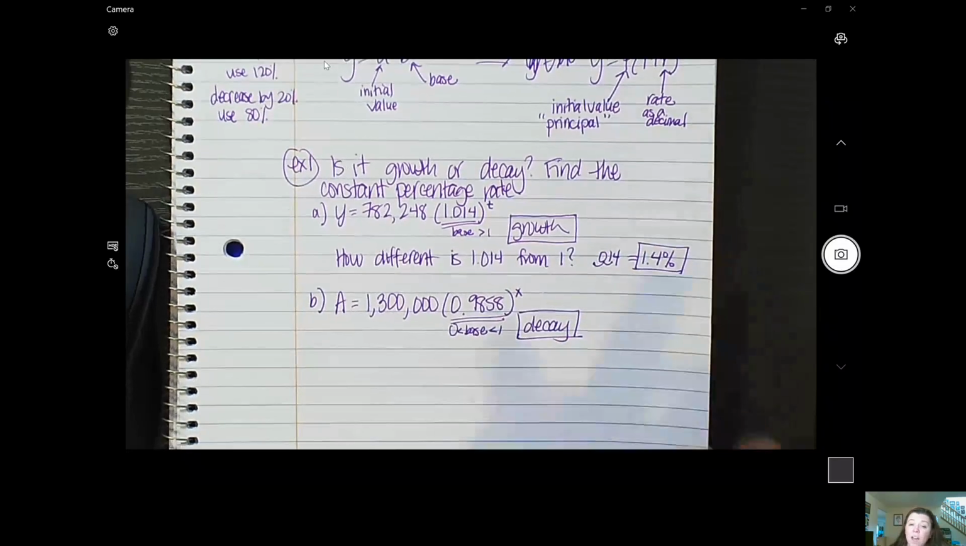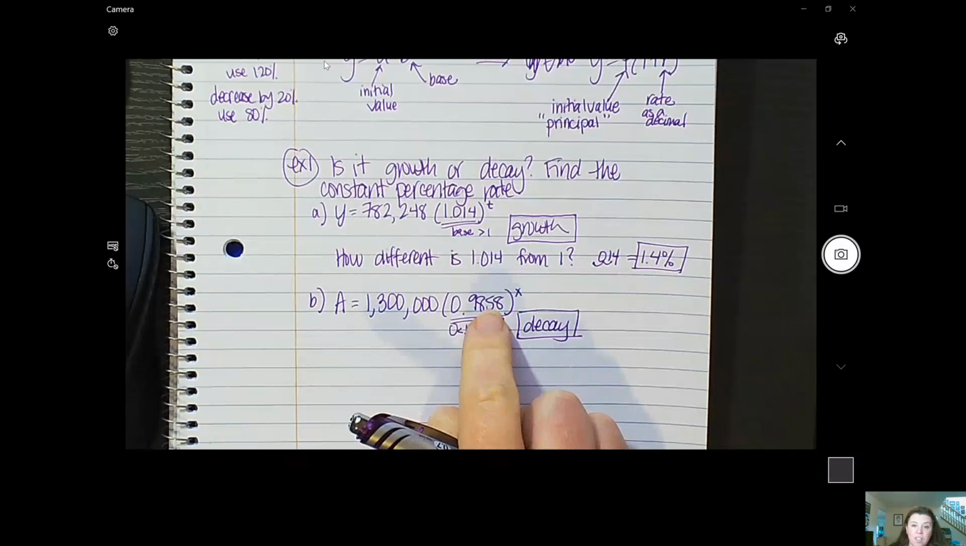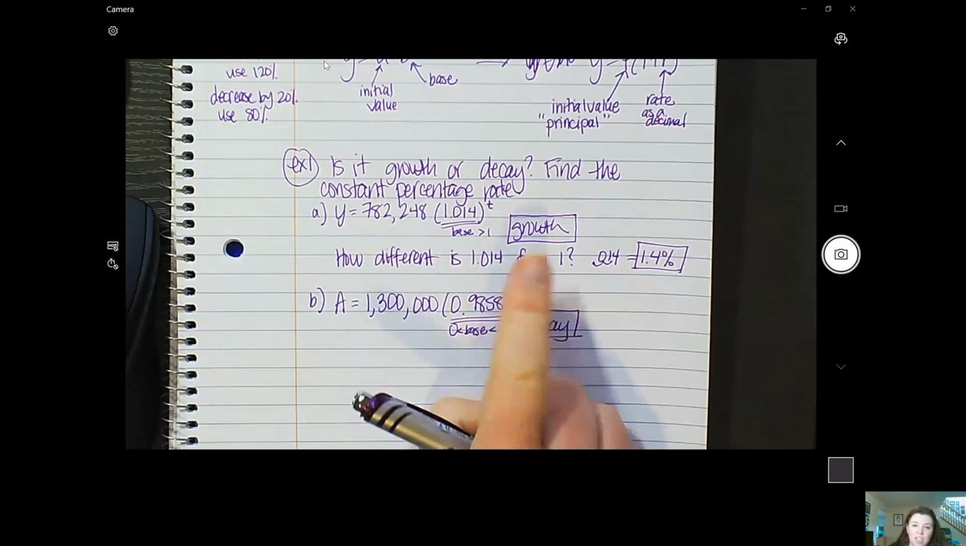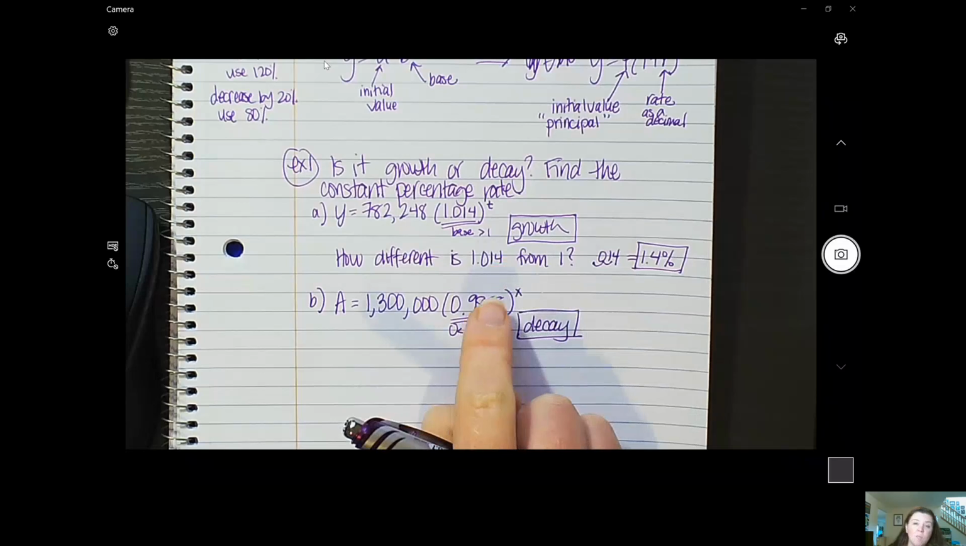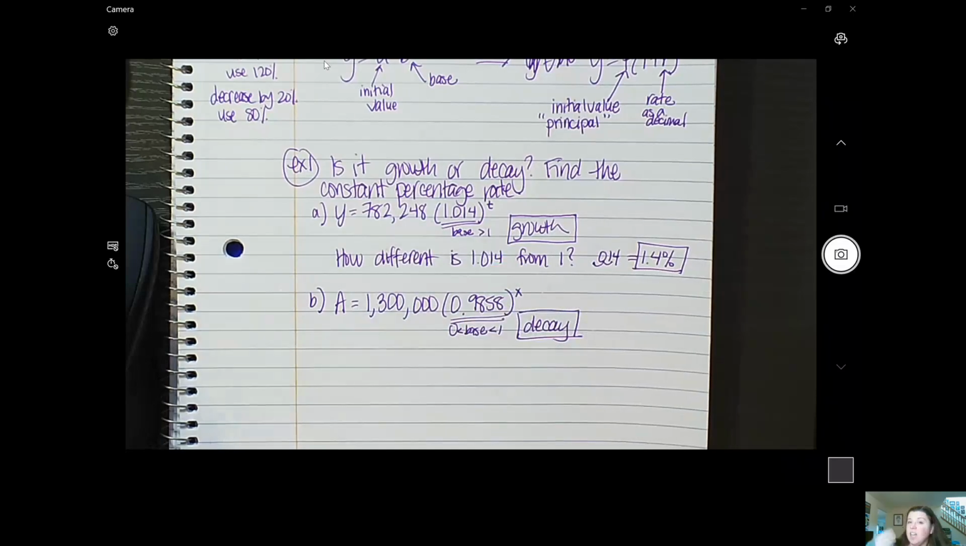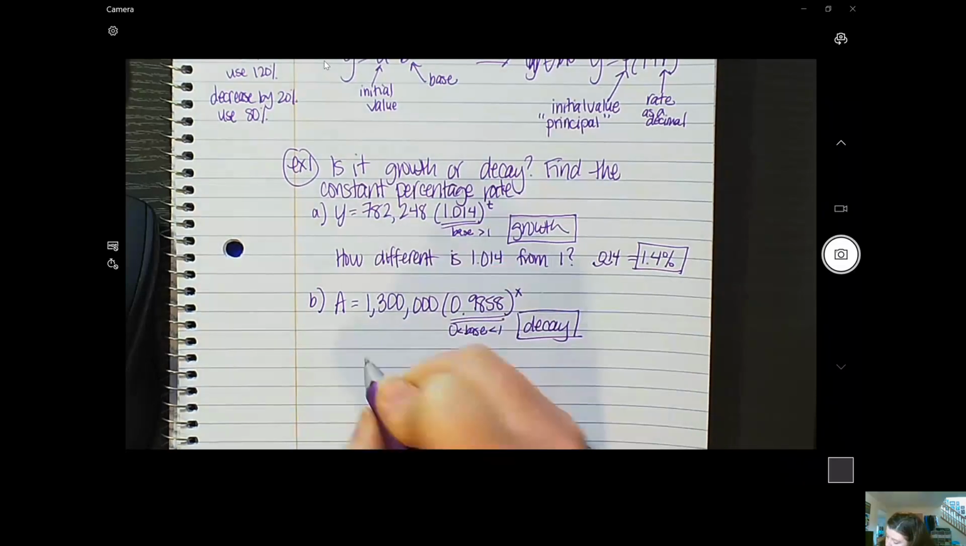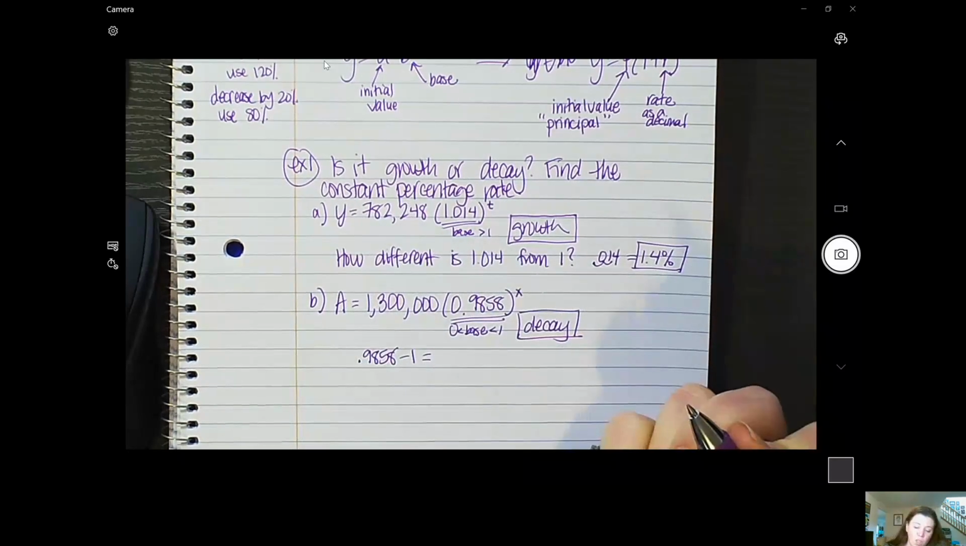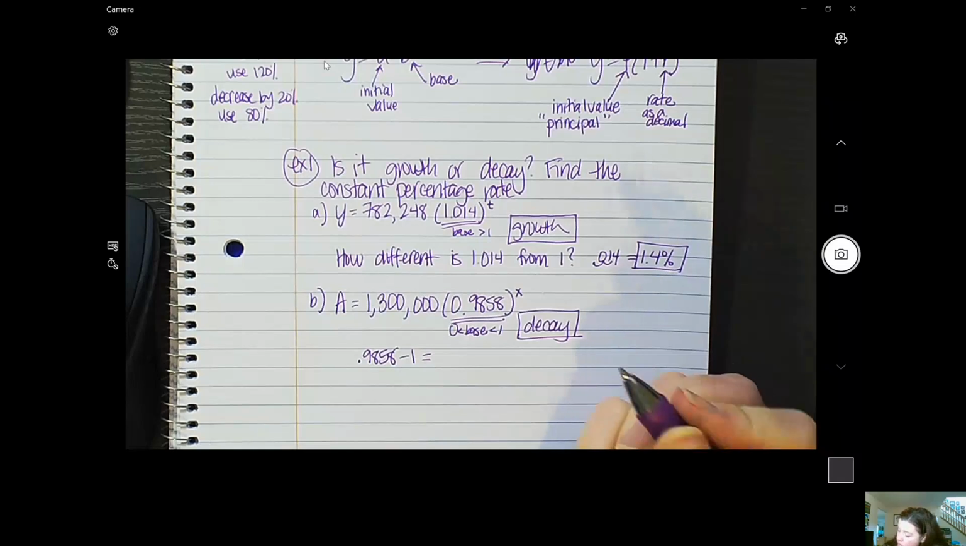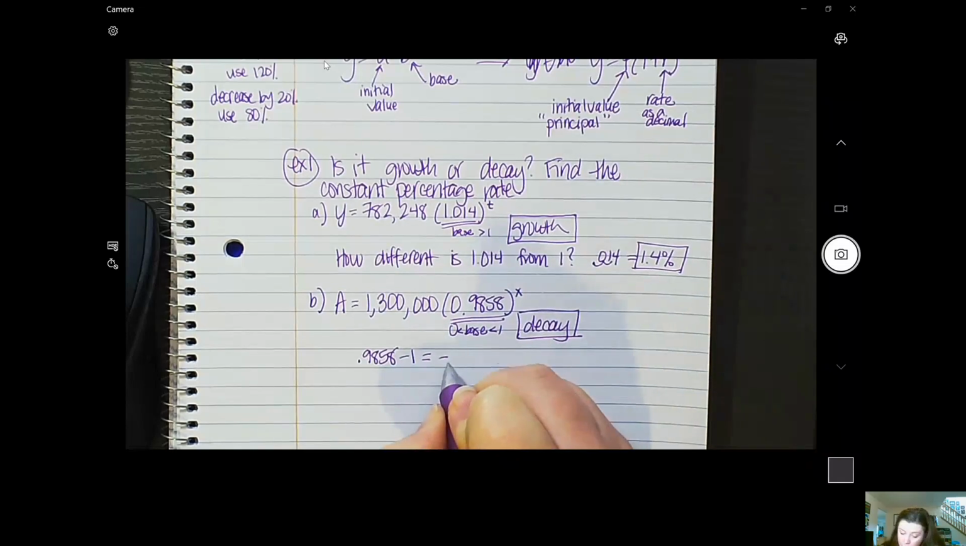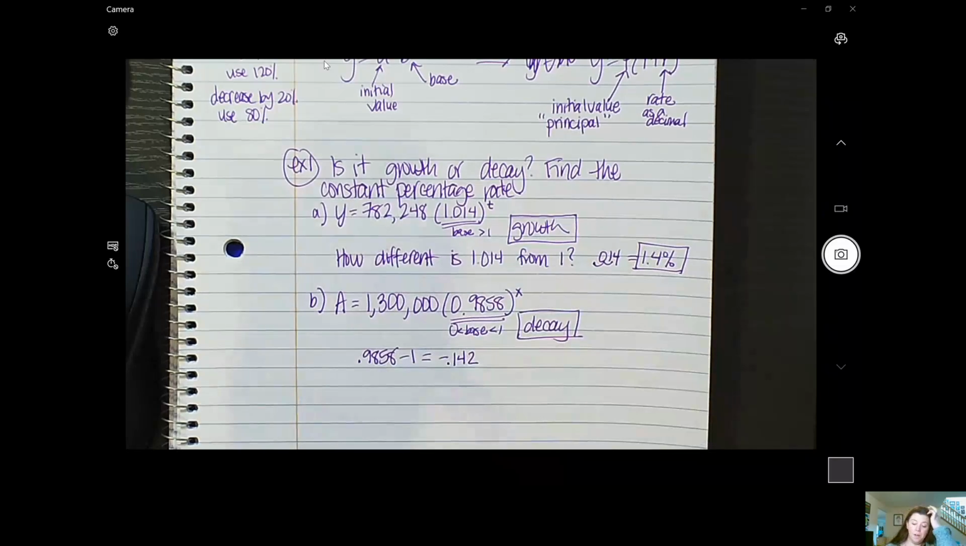Okay, so now you need to figure out how different this is from 1. So you need to subtract 1 just like we did up here. And when you subtract 1, of course, you're going to get a negative number. So you're going to do 0.9858 minus 1. And you might need your calculator for that or not, but you get negative 0.142.